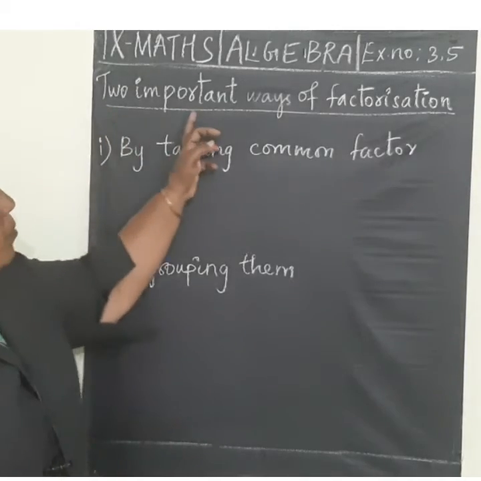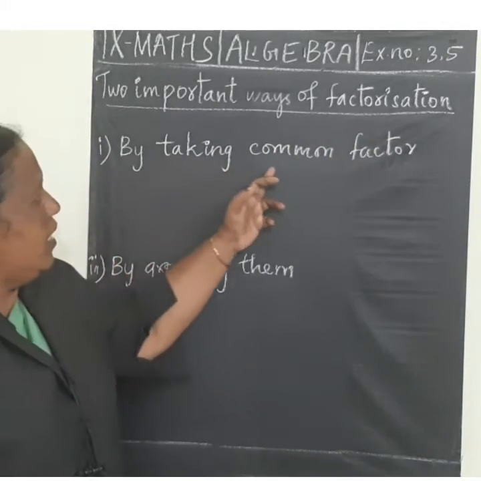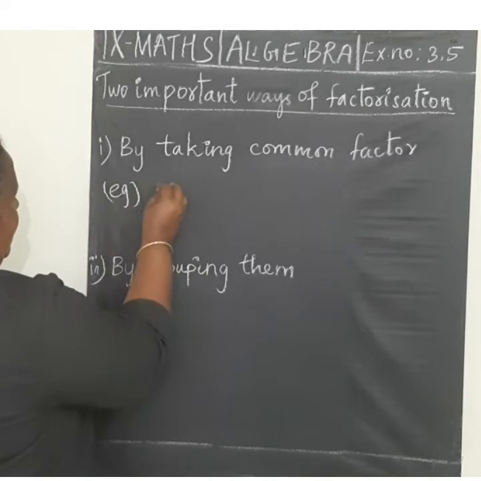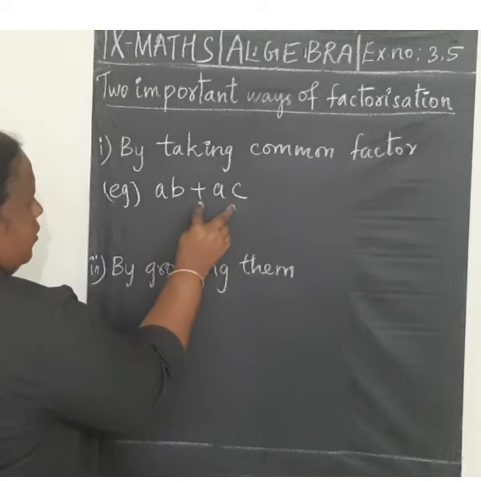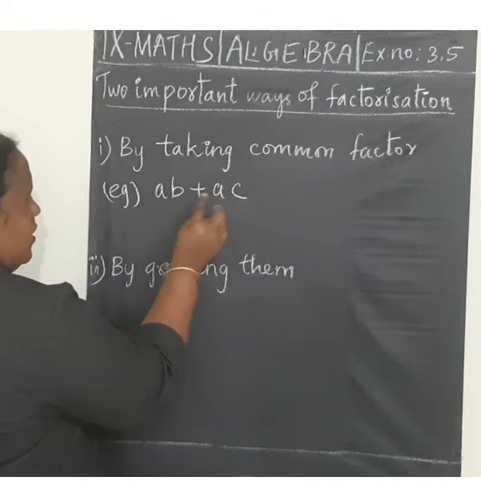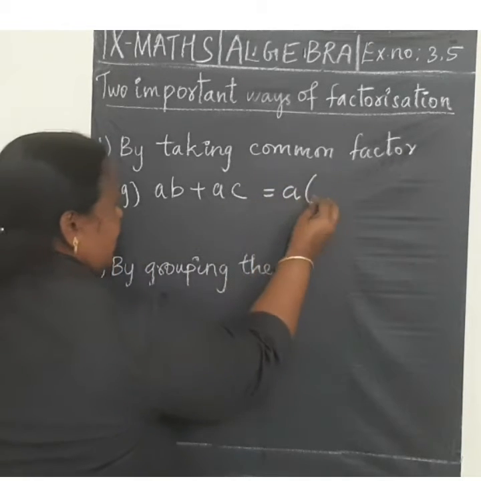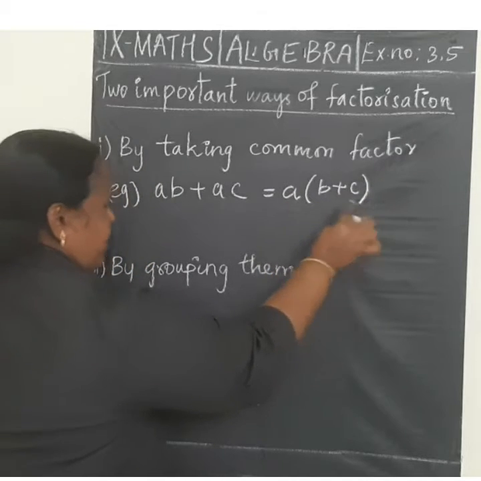Next, two important ways of factorization. First one, by taking a common factor. Example, AB plus AC. Here there are two terms, AB and AC. In both we have A, so we take A as a common factor. Then we write the remaining B plus C. So A into B plus C.